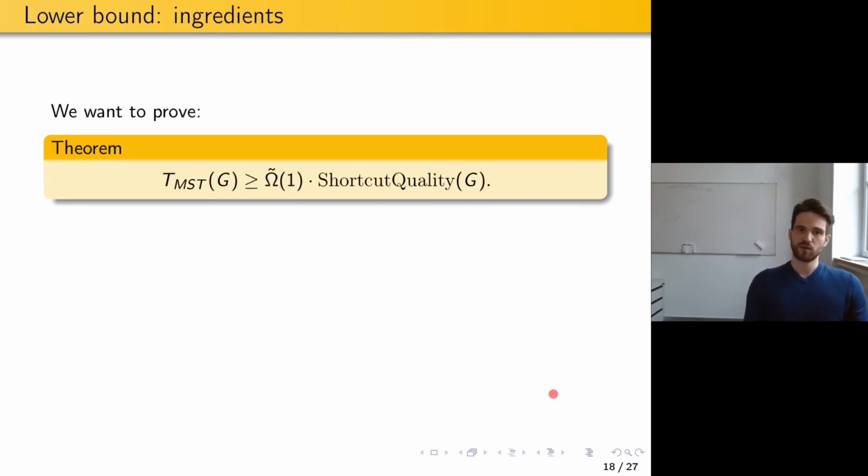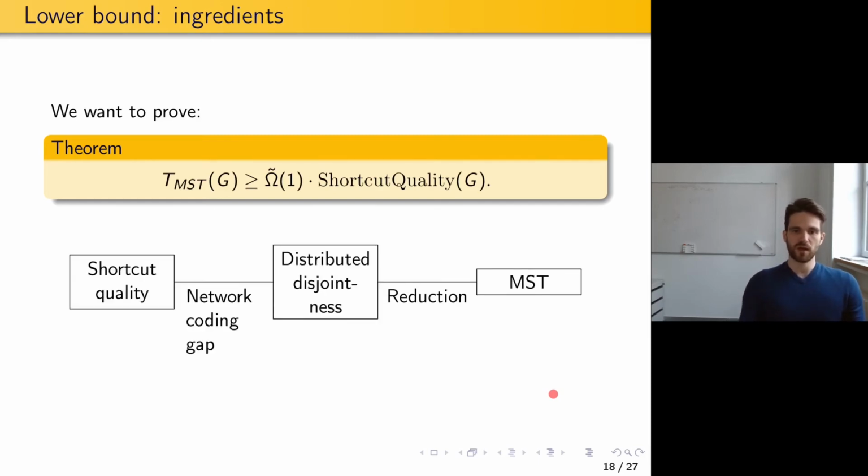Okay, now when we have all the ingredients in place, let's give a high-level overview of how this proof actually looks like. What we would like to prove, one more time, for the lower bound, is that the time to solve the minimum spanning tree problem is up to polylogs more than the shortcut quality of G. Now, how do we actually prove this? Suppose that there is a very fast MST algorithm that works in Q time. First, we show a reduction that using the MST oracle, we can solve the distributed disjointness problem. Furthermore, using the network coding gap from the previous slide, we then argue that if there is a good solution to the distributed disjointness problem, there is a good shortcut quality. So this is actually how the lower bound works in its entirety.